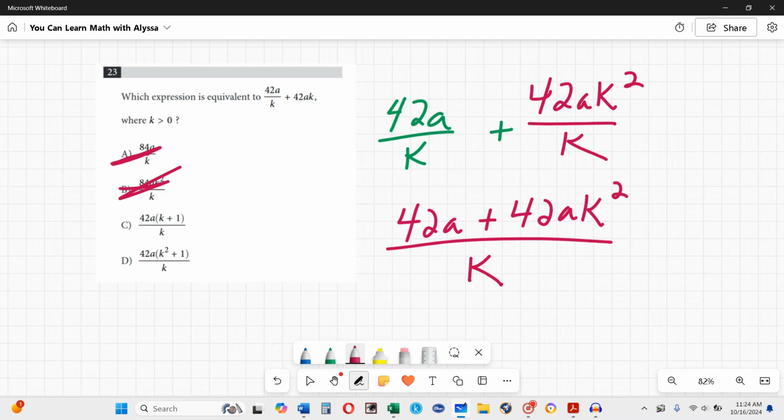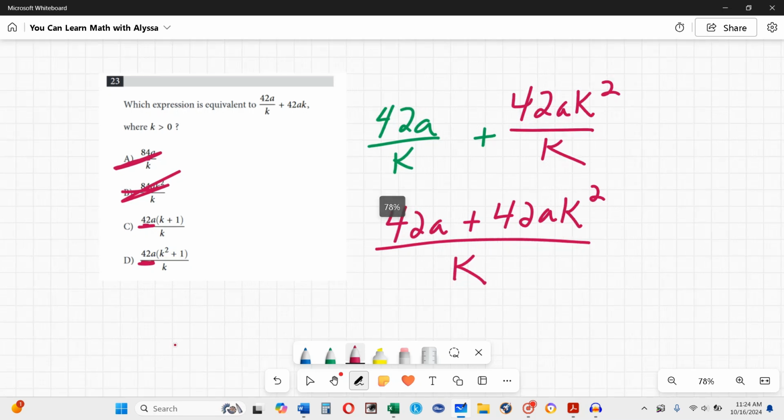Now C and D, we see they're factoring out. They're taking out that greatest common factor or seeing what's left behind. So in both of them, they're taking out 42a. So if you didn't know what the greatest common factor would be, they're actually giving it to you because both of them have the same one. So what happens when we pull out 42a?